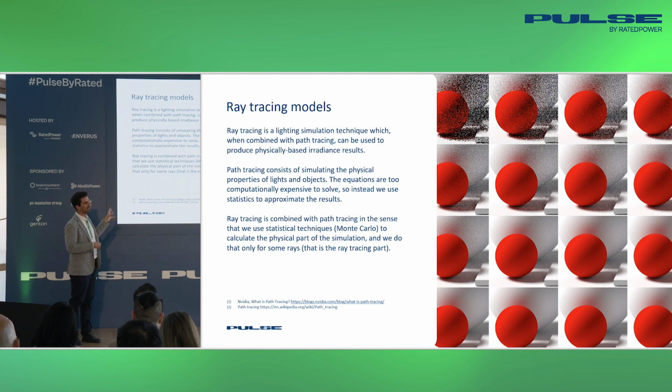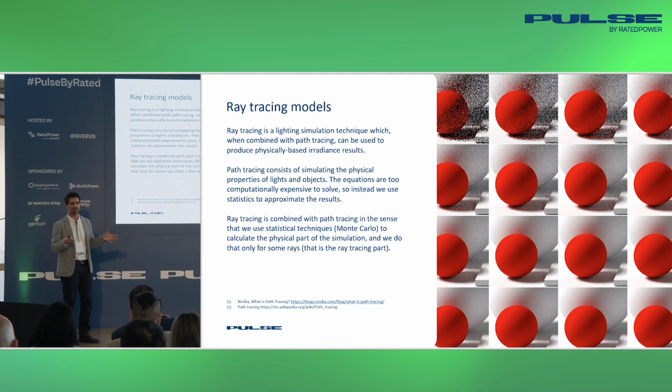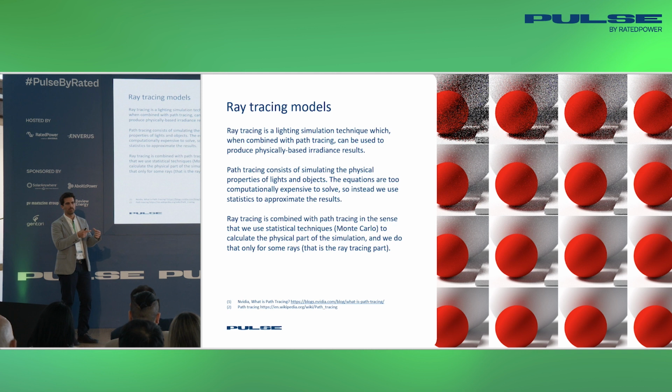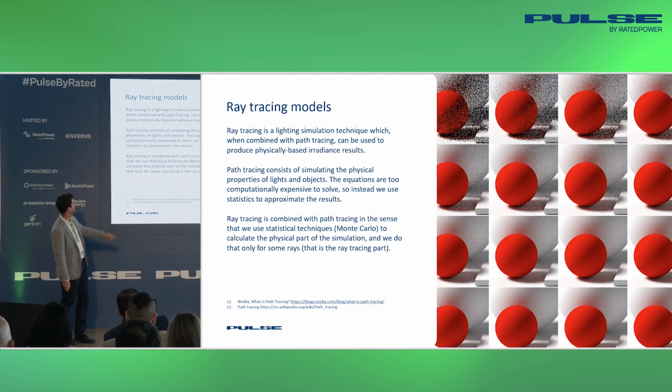We need to do some additional techniques to fix the computational cost of these systems. Essentially, we use statistical methods to reduce the workload of the system. It's kind of like we evaluate just a few rays instead of every single ray in the scene, and then we use a statistical method to figure out what we are missing, essentially. That's the Monte Carlo part.